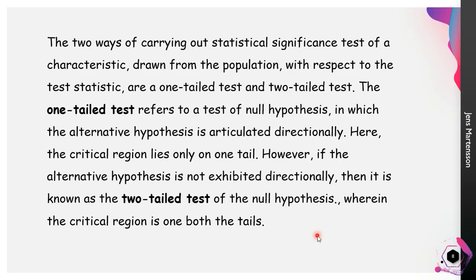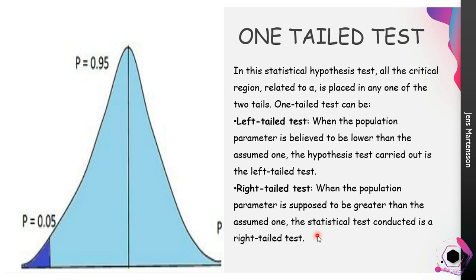So there are two ways of carrying out a statistical significance test, one-tailed or two-tailed, with respect to the test statistic drawn from the population. Kapag po one-tailed, it is lying on one side of the normal curve, either on the left or on the right side. Kapag two-tailed naman, ibig sabihin nun, it will be in both sides, or in both tails of the normal curve. So let me show you some illustrations para mas ma-visualize ninyo.